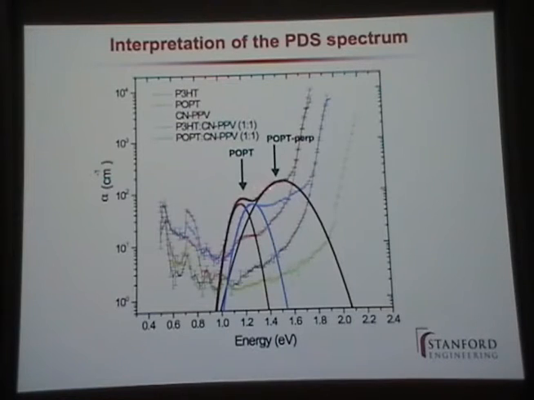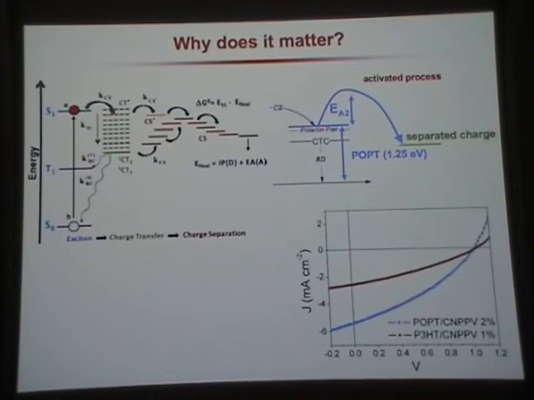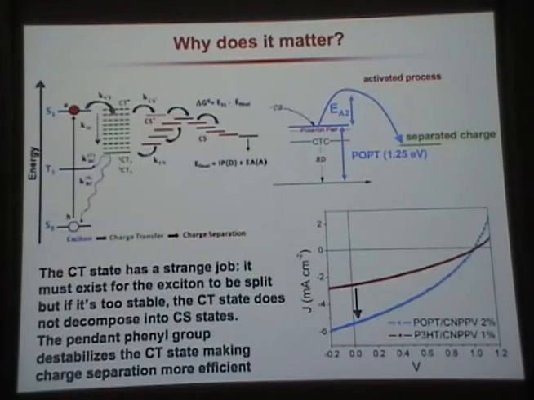So how do we interpret our photothermal deflection spectra? Well, the POPT has two charge transfer states. This is the one where it's planar, this is the one where it's perpendicular, and the P3HT is in between. Well, that's nice, but why does it matter? Well, remember that when you split your charge transfer state, this is probably an activated process. And so if my charge transfer state has a higher energy, then the energy barrier that I have to reach to become a separated charge is smaller. Or think of it this way, if my charge transfer state is less stable, then it's easier to break it up into isolated charges. And so this gives me a higher current.